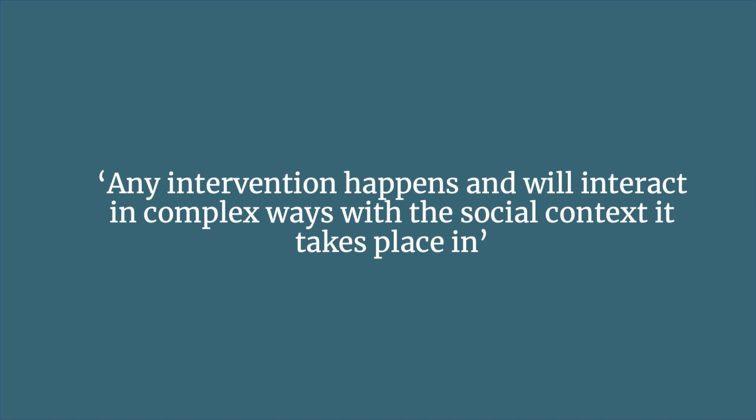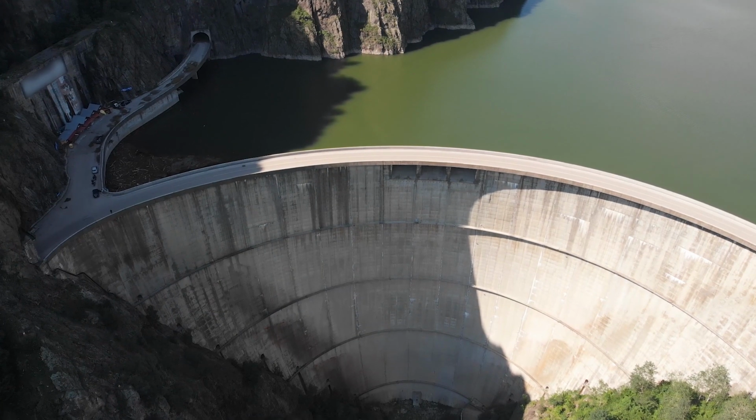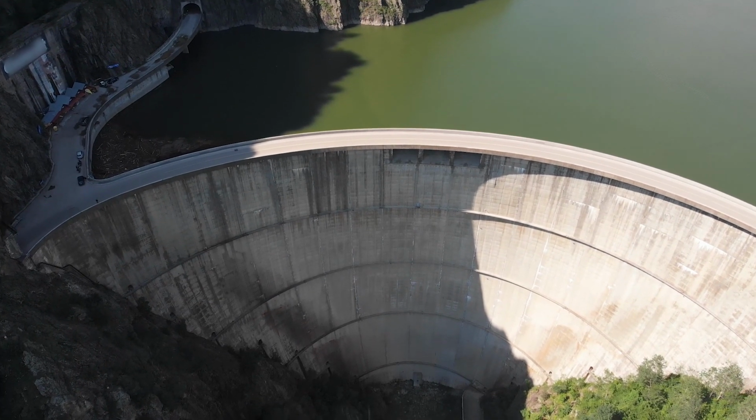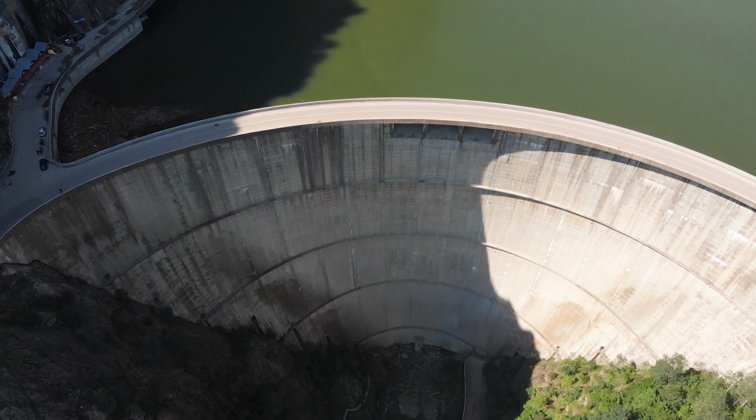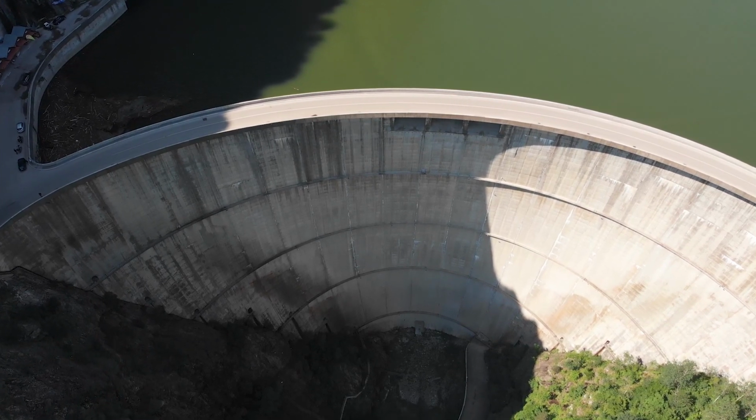As I just said, any intervention happens and will interact in complex ways with the social context it takes place in. This is also true for the water sector. It could be a policy implemented by a technical agency to preserve water quality, which could challenge traditional water management of some communities or go against specific beliefs they have. It could also be the construction of a dam or other irrigation structure. Such infrastructure can drastically affect water availability for downstream communities.